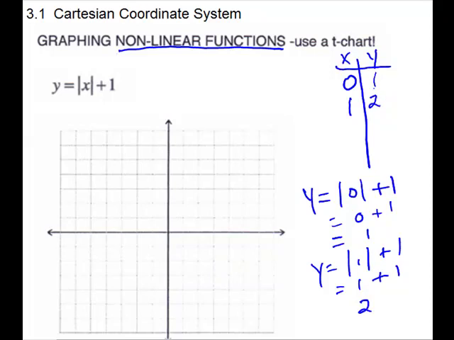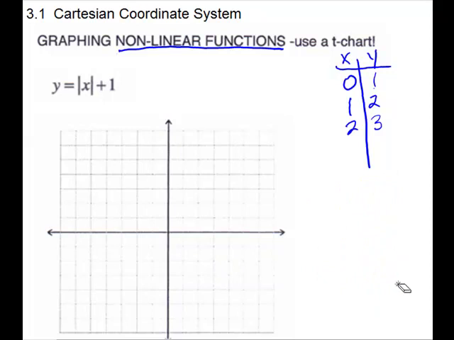All right, and let's go ahead and pick a 2. I'm getting short on room here, so we'll plug the 2 in. Absolute value of 2 is 2 spaces. 2 plus 1 is 3. Now, I'll clean this off and we'll pick some negatives. All right, so if we pick a negative 1, so y equals absolute value of negative 1 plus 1. Do your absolute first. Absolute is distance, so it's going to be 1 unit. 1 plus 1 is 2.